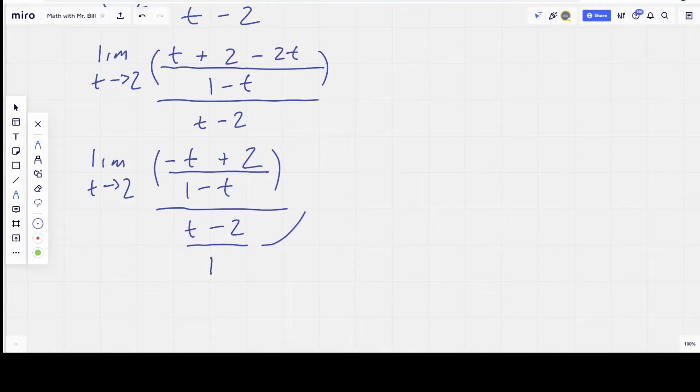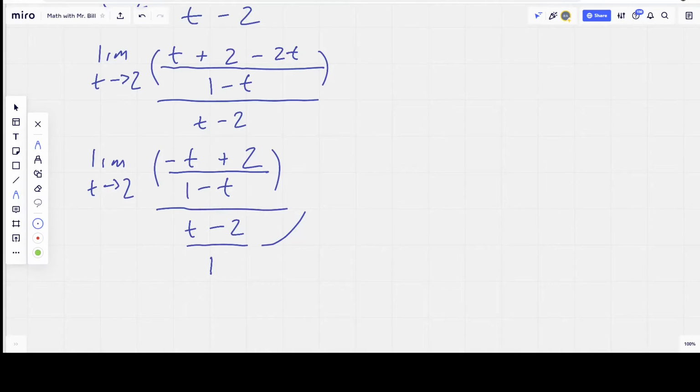So that's going to help me simplify this down and get rid of the problem, right? The problem that's sort of staring us in the face is that I can't plug 2 in, because if I do, then I'm going to be dividing by 0. So we get 1 over t minus 2. Okay, so now what happens? I don't have anything to cancel. Like, I can't cancel the t minus 2.